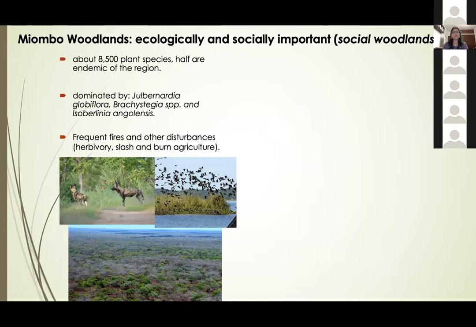Apart from its extension, Miombo is also very important ecologically and socially. They are called social woodlands. They are very diverse in terms of plant species and have very high levels of endemism as well. They represent habitat for important wildlife species such as the mega herbivores and a wide variety of carnivores. Interesting about Miombo, and comparable to the Cerrado, is that it's a very disturbance-driven ecosystem, with fire, the topic of our discussion today, being just one of the factors.